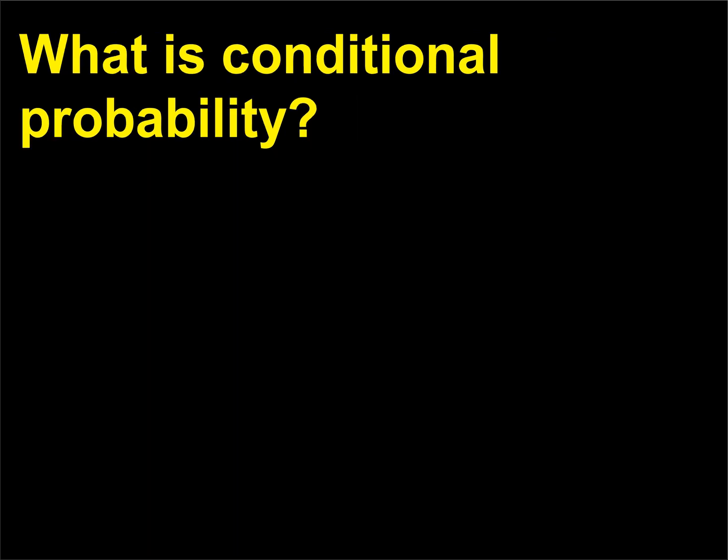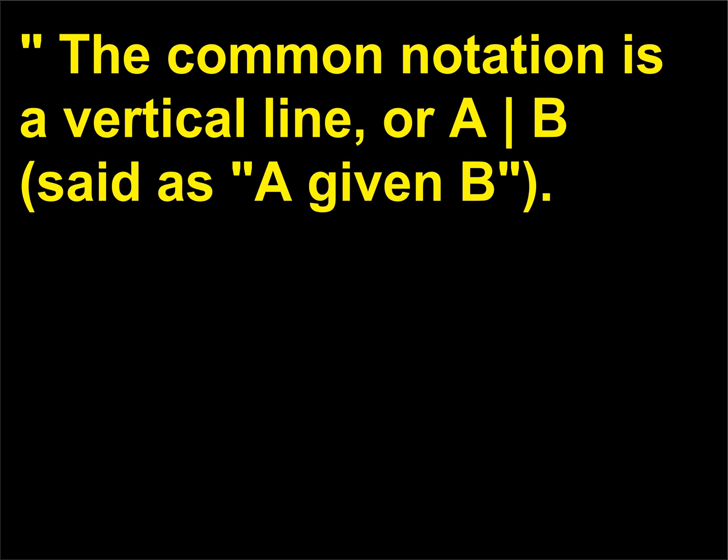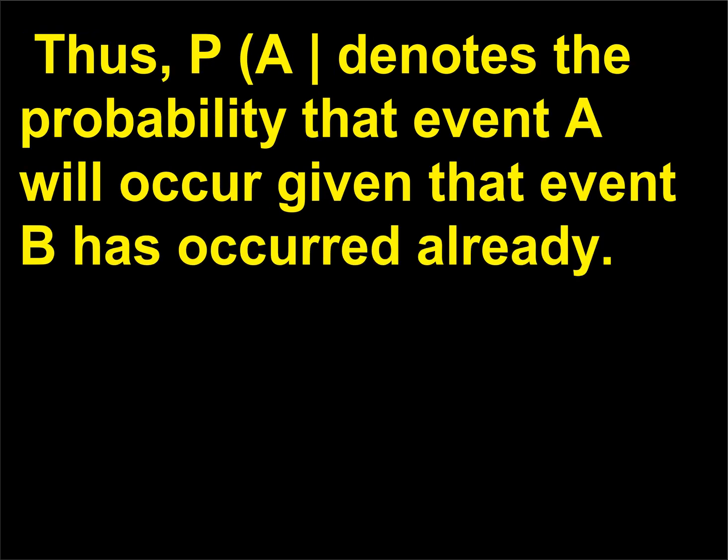What is conditional probability? Conditional probability is often phrased as event A occurs given that event B has occurred. The common notation is a vertical line, or A|B, read as A given B. Thus, P(A|B) denotes the probability that event A will occur given that event B has occurred already.